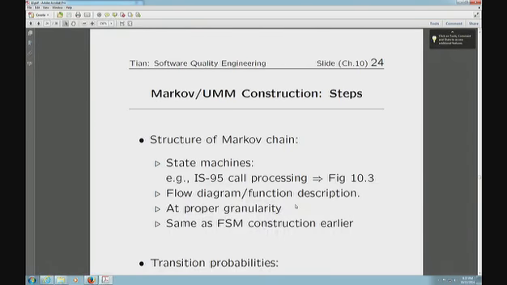Let me stop here, and after that we will look at Markov model construction and usage, and some examples to close this part off. So let's take our second break for now.